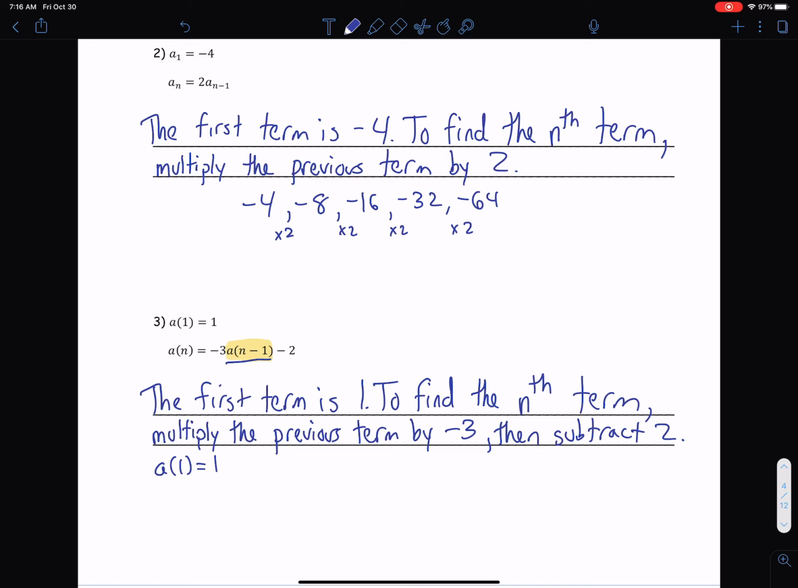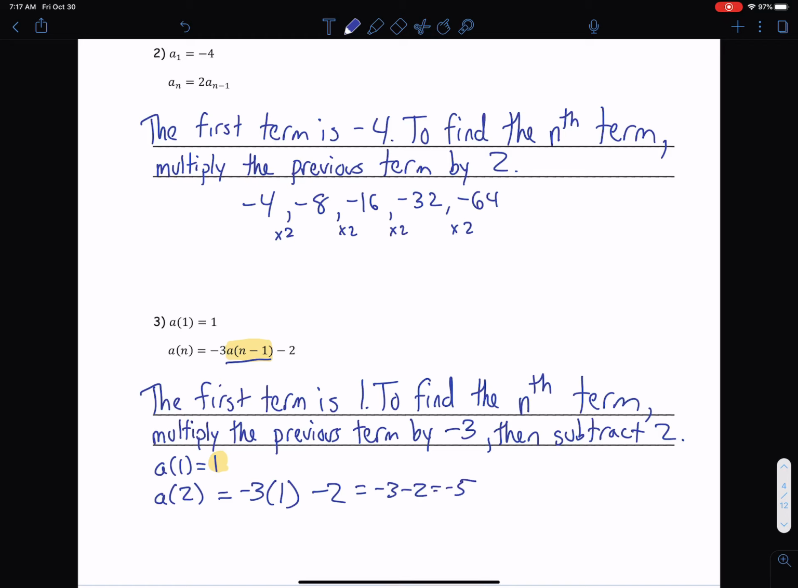That's 1. So to find the second term, a2, what we need to do is multiply negative 3 by our previous term, which in this case is 1. So we do negative 3 times 1, then minus 2. We should get negative 3 minus 2, which is negative 5.